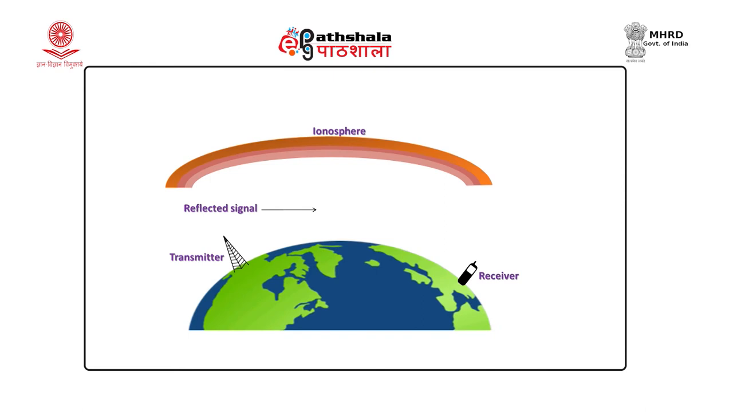Just have a look at the animation. There is a transmitter on the ground and there is a receiver on the ground. I have shown the ionosphere. So what will happen is that the wave goes up, it will be reflected from the ionosphere, come back again, go up again to the ionosphere, and finally reach the receiver. So you can see that if I used ground wave, the distance traveled would have been only this much. Now by reflecting it from the ionosphere, my distance of traveling has increased, and hence I can also send my signal across the two hemispheres of the earth.